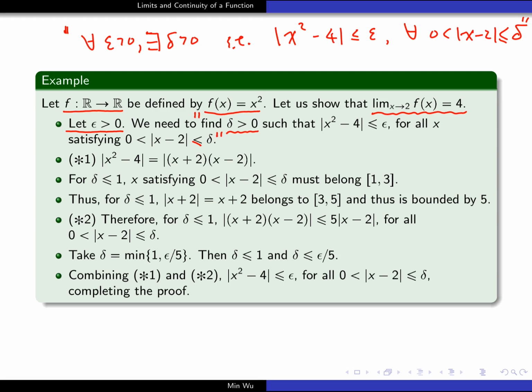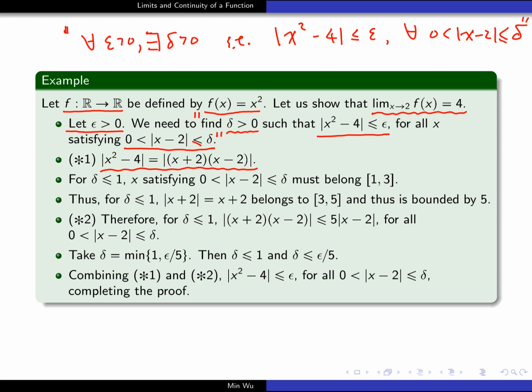For this problem, we use some concepts about x squared, but let me explain. First, we need to estimate this: we want to make this less than or equal to epsilon under some appropriate choice of delta. So let's estimate this term. The absolute value of x squared minus 4 is equal to the absolute value of x plus 2 times x minus 2. Our condition, the delta, can only control the absolute value of x minus 2, which is less than or equal to delta. That is the only thing we can control when we choose a delta.